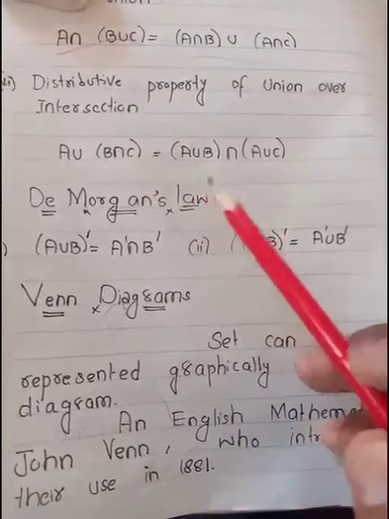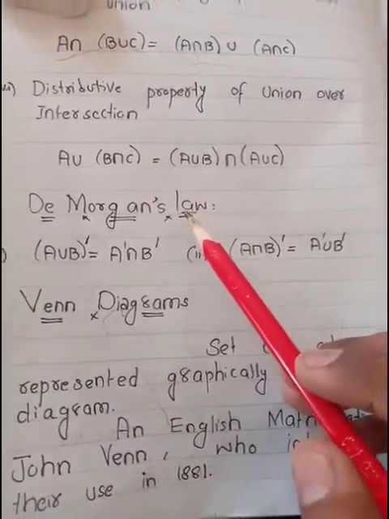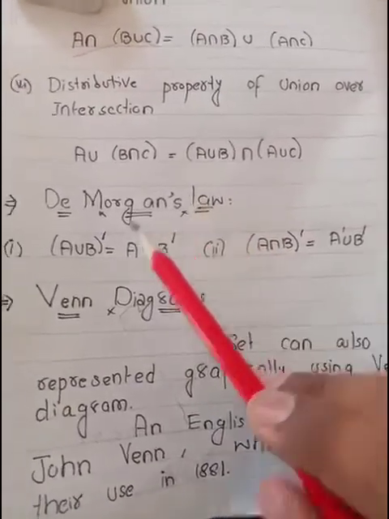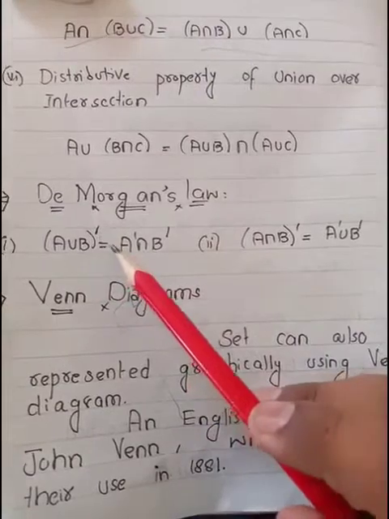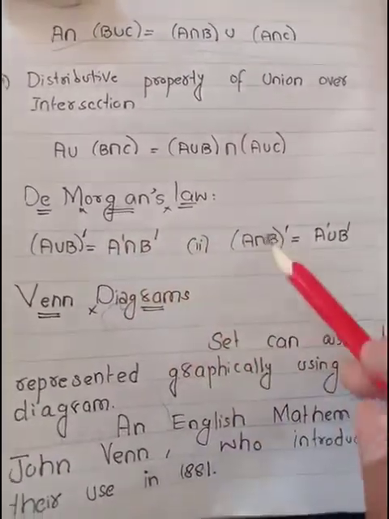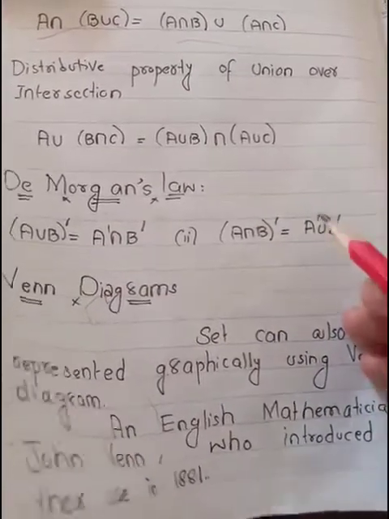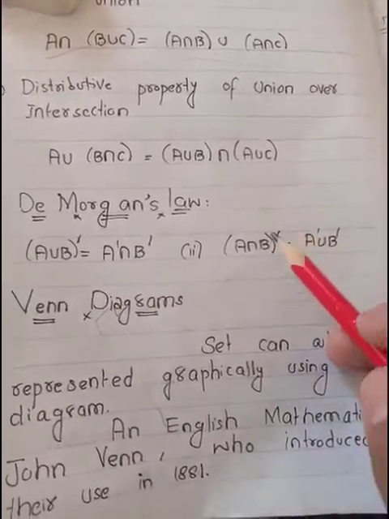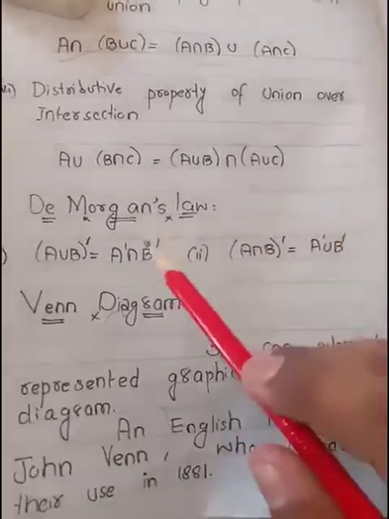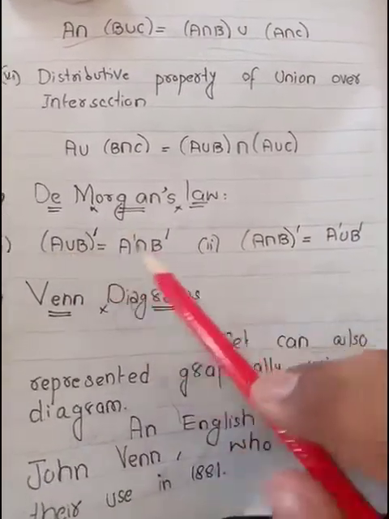Now we have De Morgan laws. The De Morgan laws were introduced by De Morgan, who was a scientist, and the two laws are: the first law is (A union B) complement equal to A complement intersection B complement. This is our first law. And the second law is (A intersection B) complement equal to A complement union B complement. Here it also implies that the answer of this side should be equal to the answer of this side, and the answer of this side should be equal to the answer of this side. These are the two De Morgan laws.